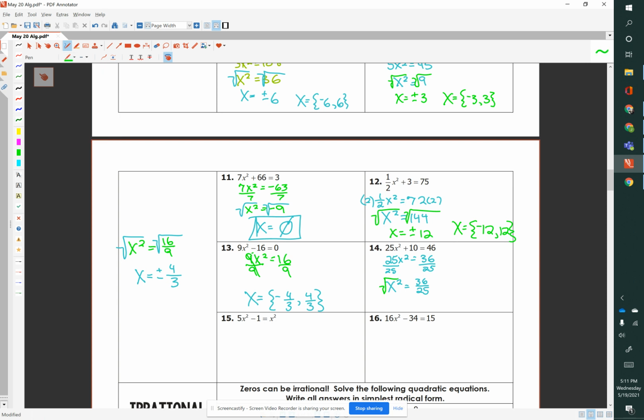And we'll take the square root of each side. Remember, whatever we do to one side, we can do to the other. And x will now equal plus or minus the square root of 36 is 6. The square root of 25 is 5. In set notation, x equals the set of all numbers such that x would equal negative 6 over 5 and positive 6 over 5.